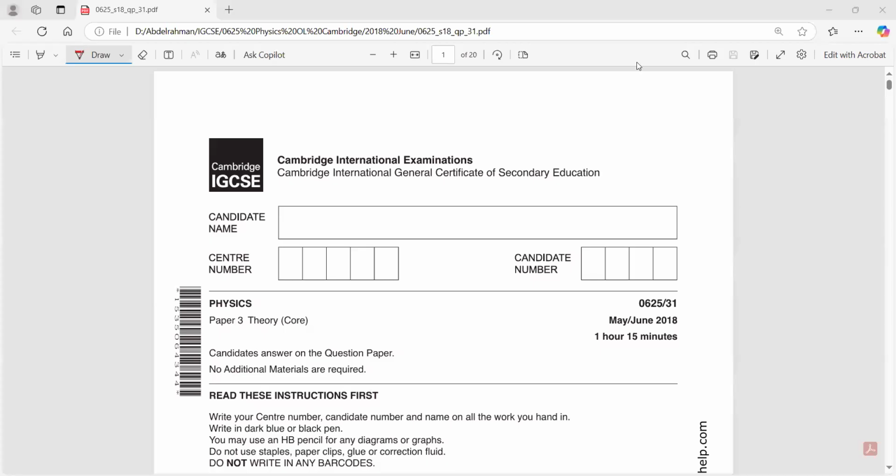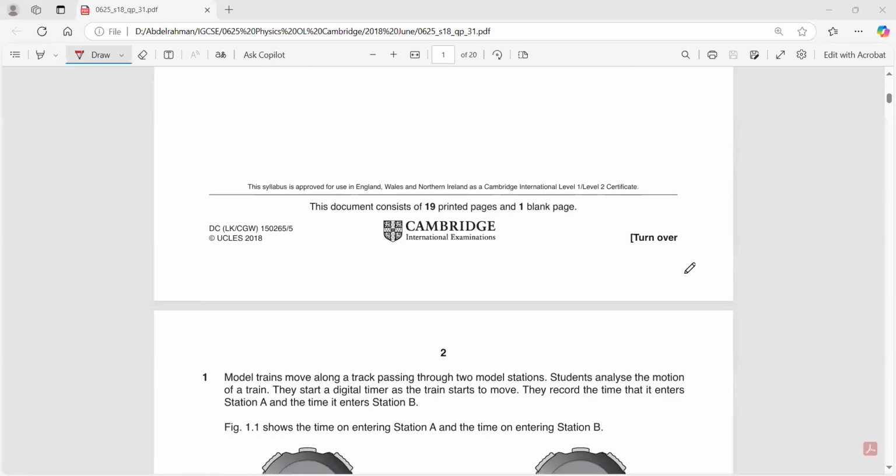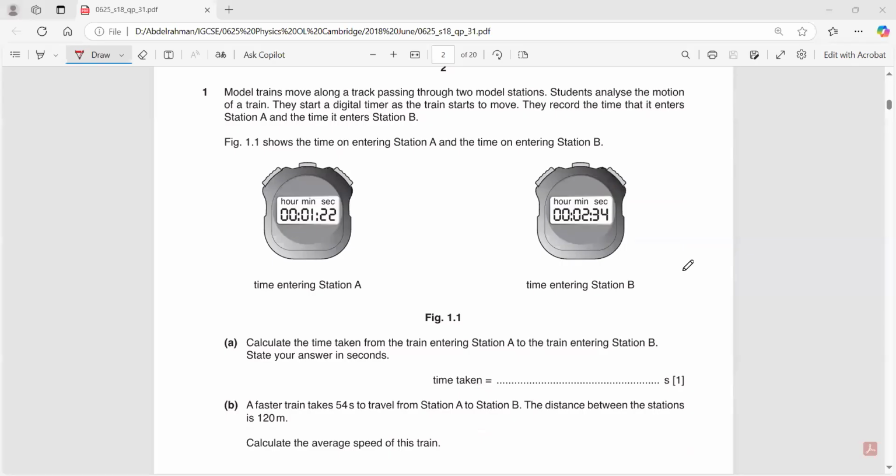May, June 2018, paper 3, variant 1. Question 1. Model trains. We have some model trains and we have two stopwatches.